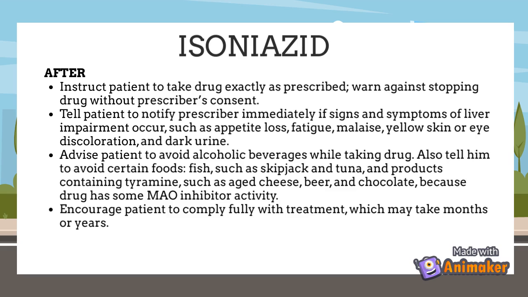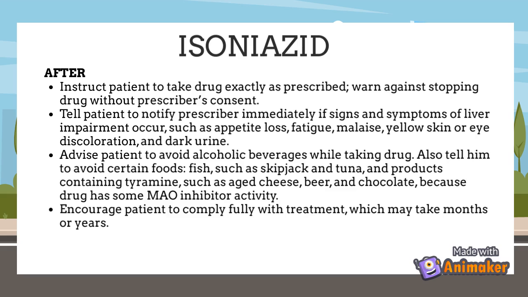Now, after the administration, the nurse must tell patient to take drug as prescribed and warn against stopping drug without prescriber's consent. The nurse must advise patient to take with food if GI irritation occurs. The nurse must instruct patient not to drink alcohol during therapy and instruct patient to avoid certain foods like fish, such as skipjack and tuna, and foods containing tyramine, such as aged cheese, beer, and chocolate.